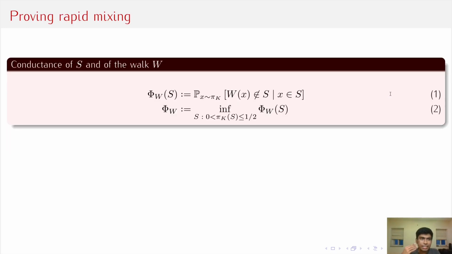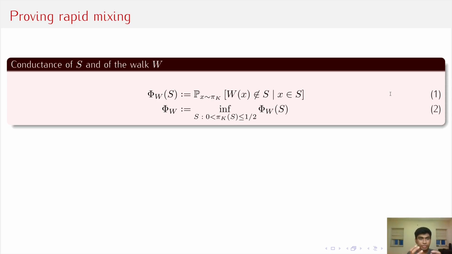So let us next get to how you actually show that these random walks mix rapidly, which is done using conductance, which is an analog of Cheeger's constant in random walks on graphs. So first you define the conductance of a set S. In our setting, to define the conductance of a set S, first you uniformly randomly draw a point from the set S, and then look at the probability that one step of the random walk escapes the set S.